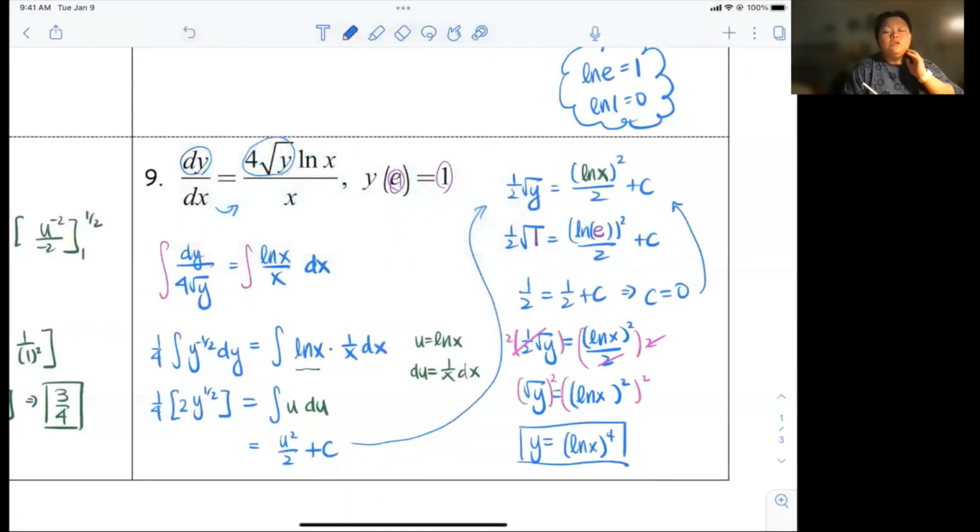Okay. Make sure you spend some time really understanding u substitution. It is a huge, huge part of chapter 7, and it's going to play a very important role in the next unit. Okay? All right, that's it.